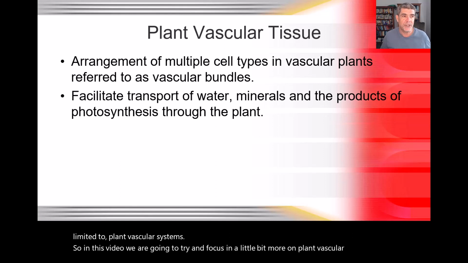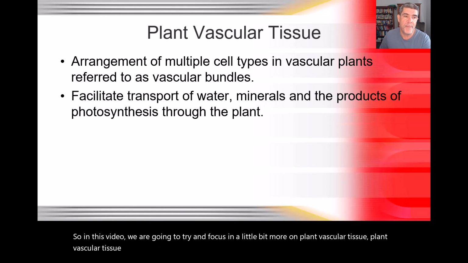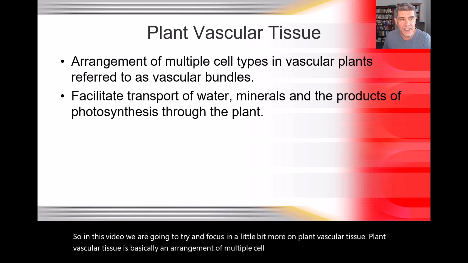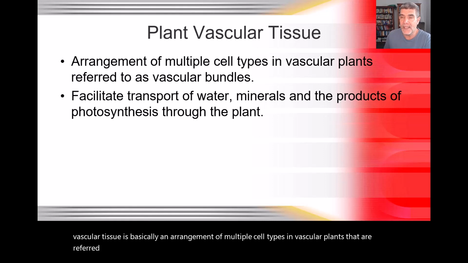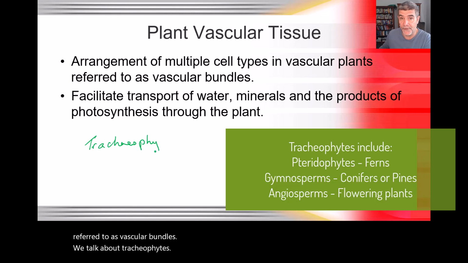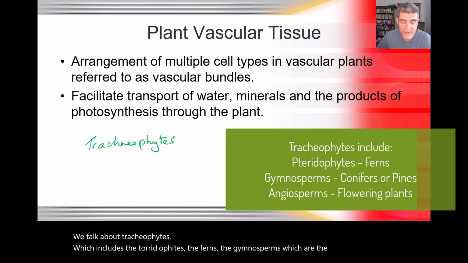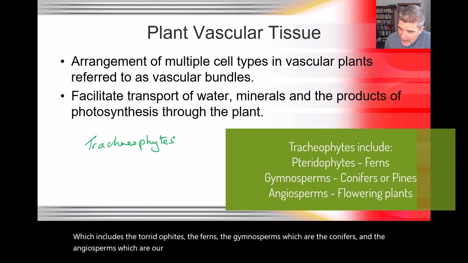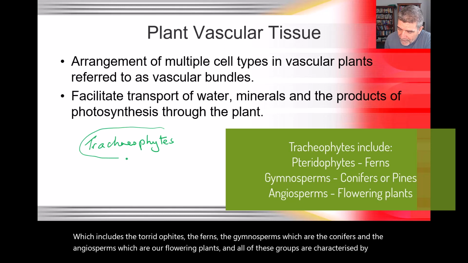Plant vascular tissue is basically an arrangement of multiple cell types in vascular plants that are referred to as vascular bundles. We talk about tracheophytes, which includes the pteridophytes, the ferns, the gymnosperms, which are the conifers, and the angiosperms, which are our flowering plants. And all of these groups are characterized by the presence of vascular tissue.